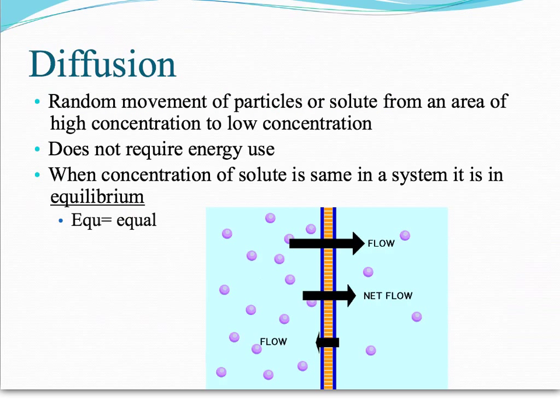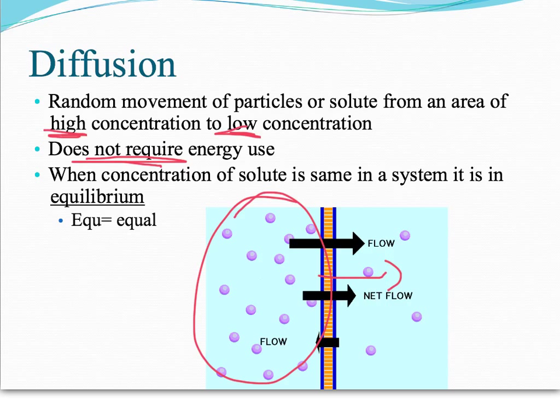Alright, diffusion. This one is huge. This one does not require energy. Alright, it is the random movement of particles from an area of high concentration to low concentration. Meaning it goes from an area where there's lots of them to an area where there's just a little bit of them. They like it when it's less crowded. Actually, it prefers to be equal, or in equilibrium, on both sides.